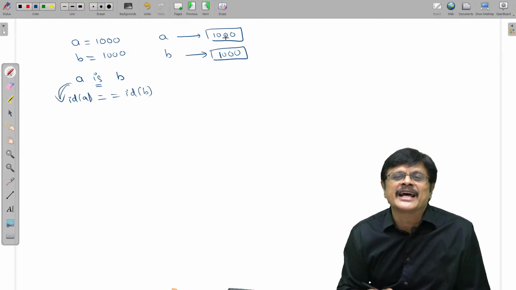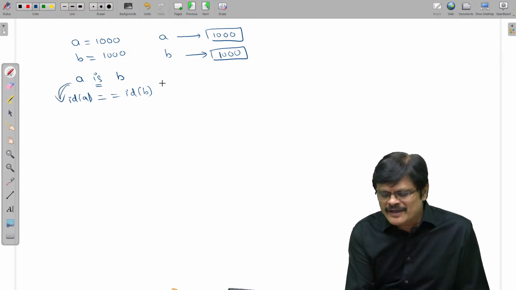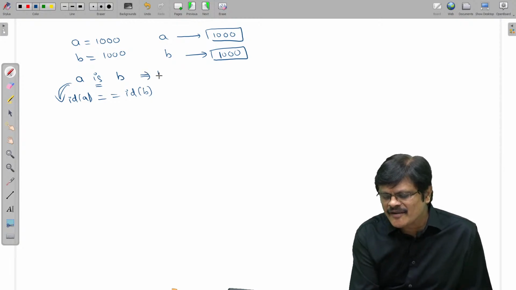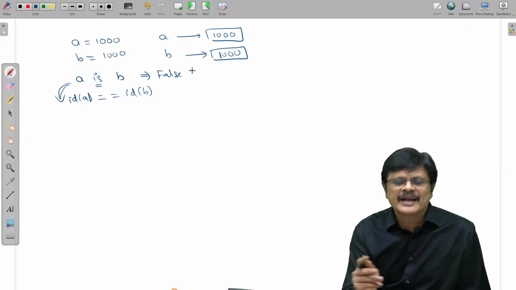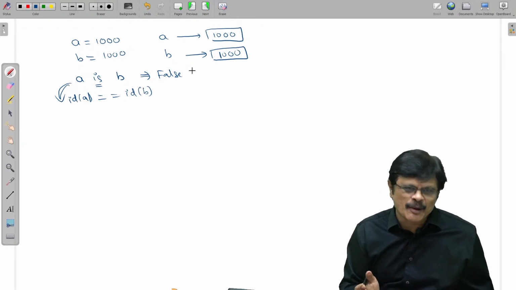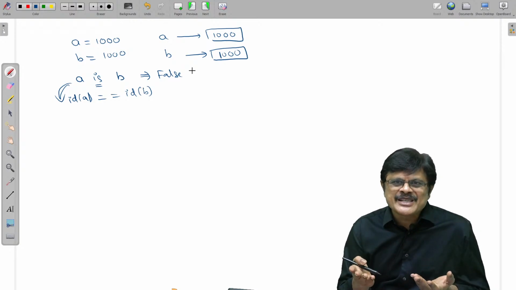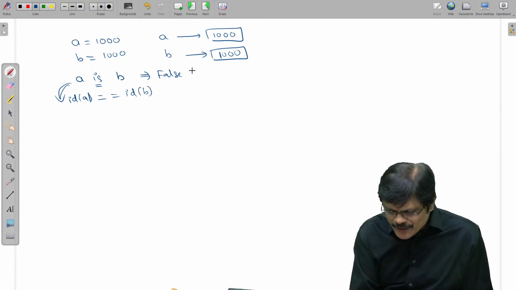You are checking whether they have the same ID or not. Obviously this will give you the answer false, because they are two different objects, they are not the same object. If their IDs are the same, it means they are the same object. Now look at this.